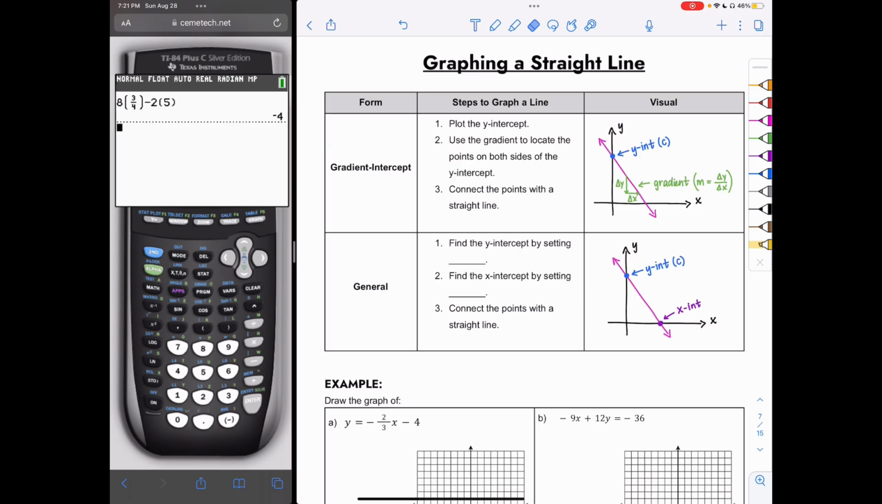If you have an equation in general form, you're going to find the y-intercept by setting x equal to 0, and then you're going to find the x-intercept by setting y equal to 0. Once you have those x and y-intercepts, then you can connect them with a line.